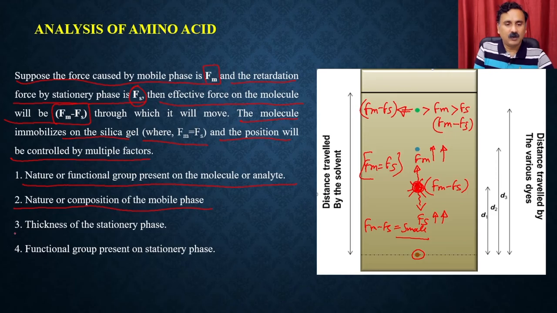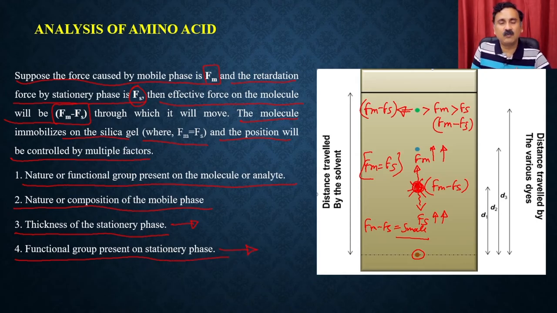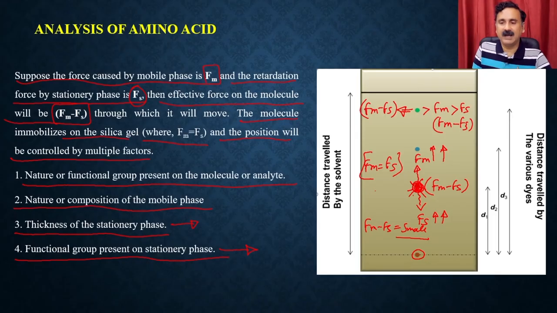Then it also depends on the thickness of the stationary phase, because that also has an effect on the retardation forces. And then there is the functional group present on the stationary phase. So apart from the functional group present on the analyte molecule, if functional groups are also present on the silica particles, for example if you take a functionalized silica particle, they may have a higher affinity for this particular molecule, and as a result the Fs will go up.